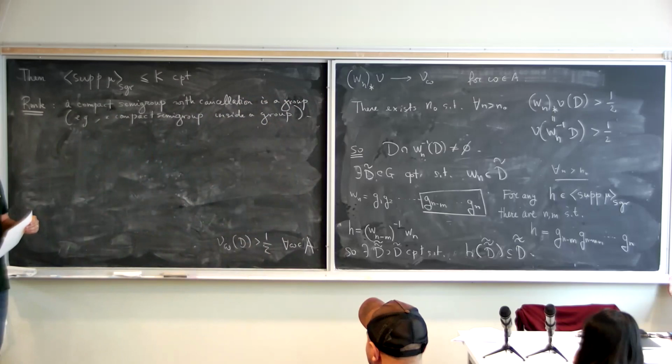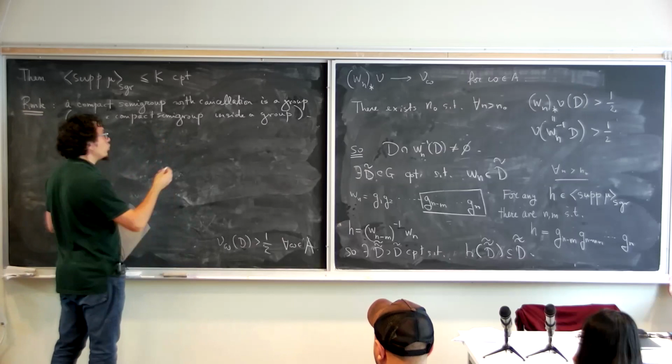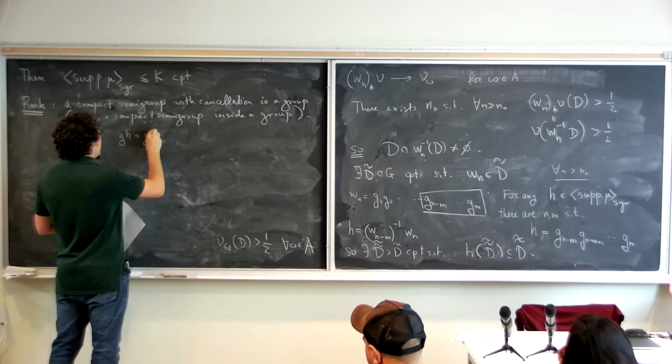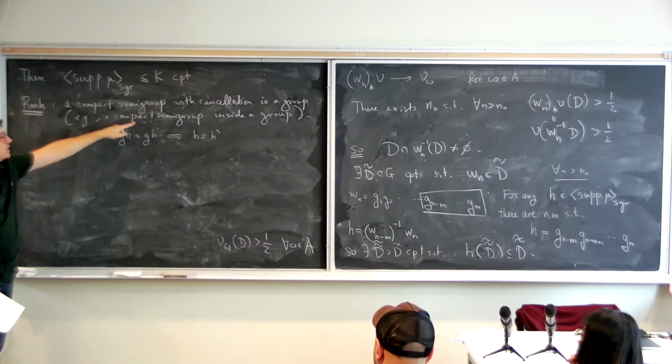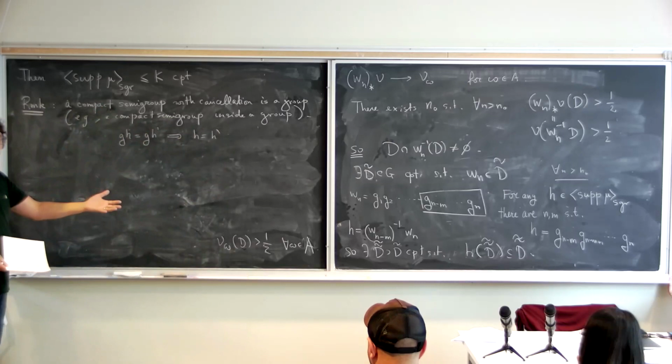Yeah, cancellation means indeed the cancellation for group theory, right? So if gh equals gh', then h equals h'. And in particular, if this is inside a group, then you have cancellation because you have cancellation from the ambient group. Yeah, so maybe you've seen this.